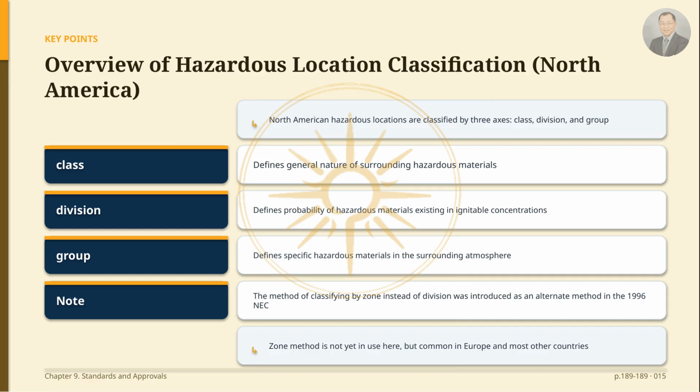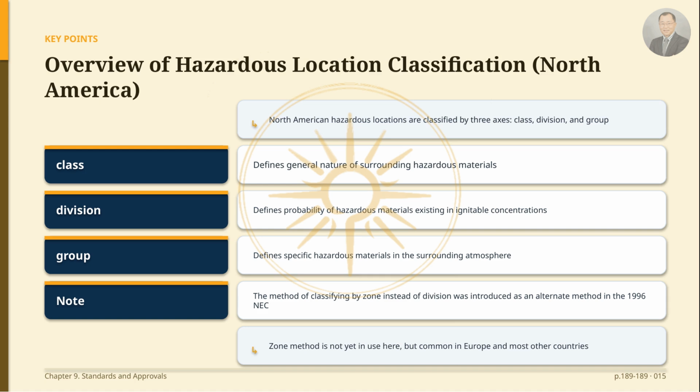I would like to introduce how hazardous locations are classified. In North America, hazardous areas are divided into three main axes. First is the class, which defines the general nature of the hazardous materials present in the surrounding atmosphere. Second is the division, which indicates the probability that those hazardous materials actually exist in an ignitable concentration. Third is the group, which defines the specific type of hazardous material in the atmosphere.